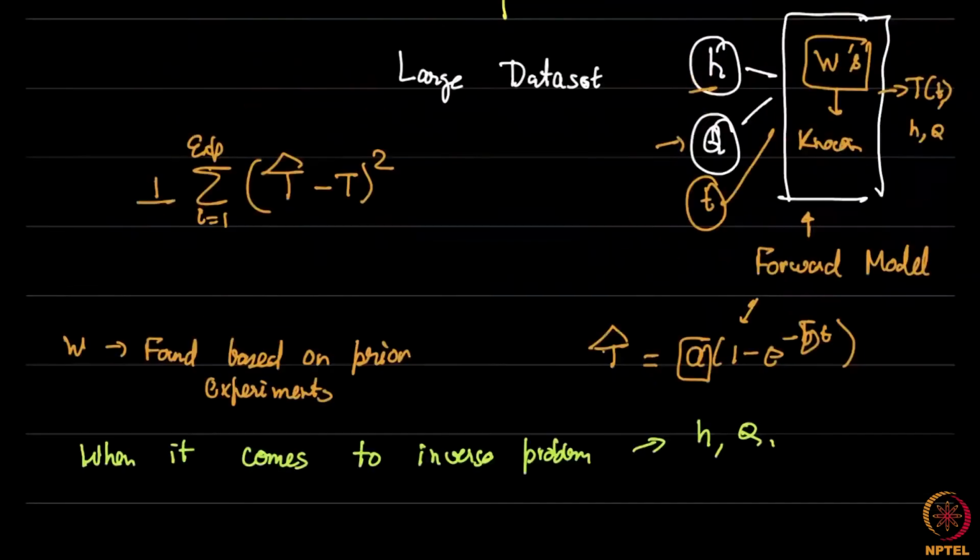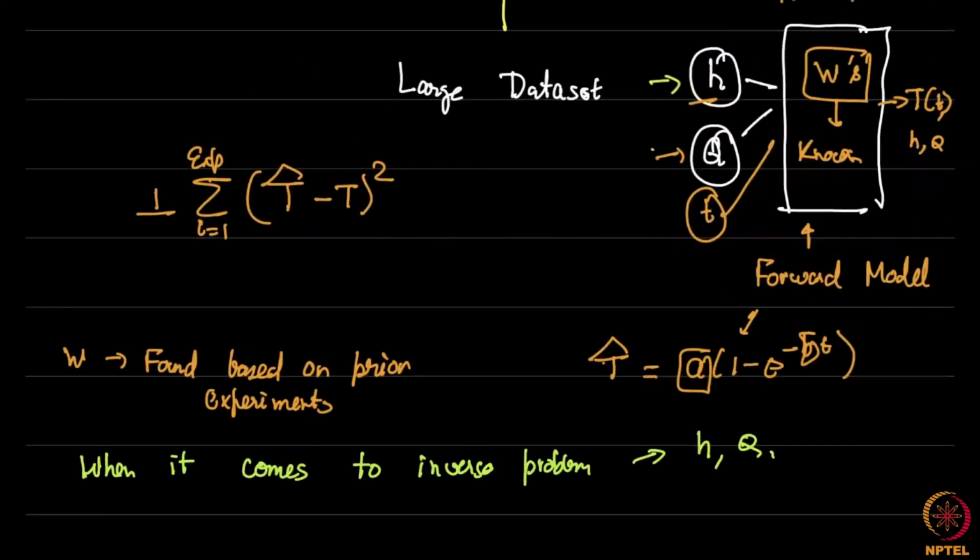So the way this works is this: you guess a value of H and Q. Based on prior data, W has been fixed to be optimal. It predicts a T hat. This will not match the new experiment. Go back, correct H and Q, and you keep on doing this.